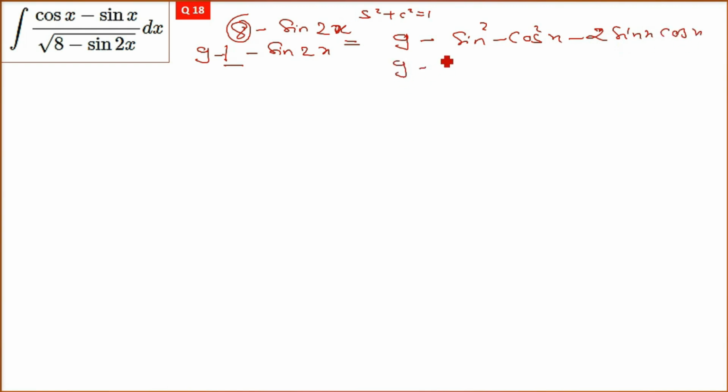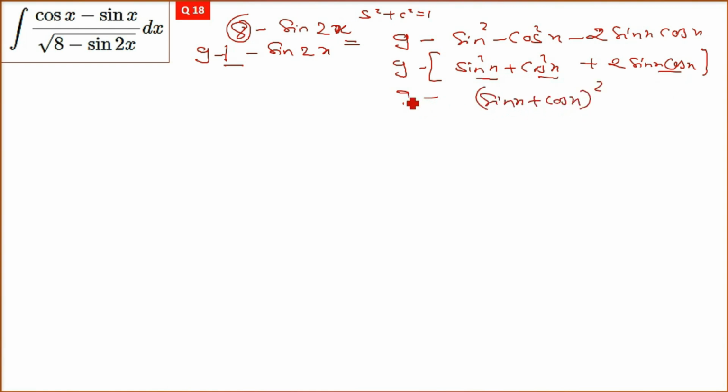Now 9, if I take a negative outside, everything inside will be positive. That is sin square x plus cos square x plus 2 sin x cos x. And this is simply sin x plus cos x whole square. A square plus b square plus 2ab is a plus b whole square. So sin x plus cos x whole square it will be. 9 will be 3 square. Okay, now we have got the denominator which can give you the numerator.